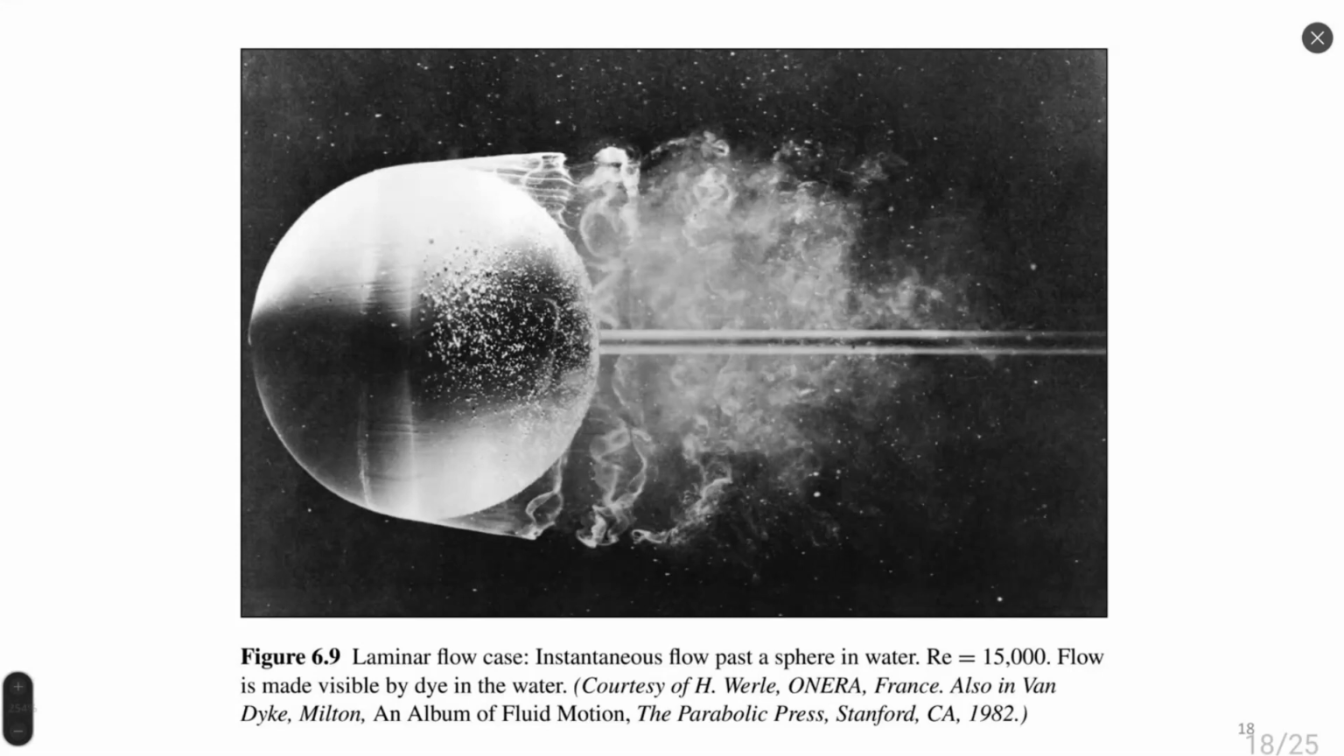You can see the flow structure is not symmetric on the front and the rear side of the sphere, so it means that a real sphere always has drag, right? Even though when calculated by potential equation, the sphere did not have any drag. So flow is not symmetric, drag exists.